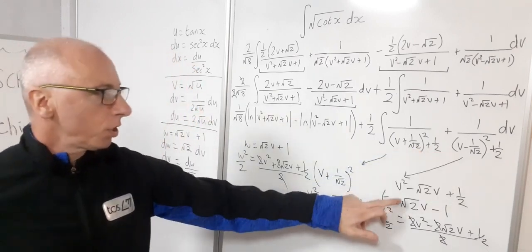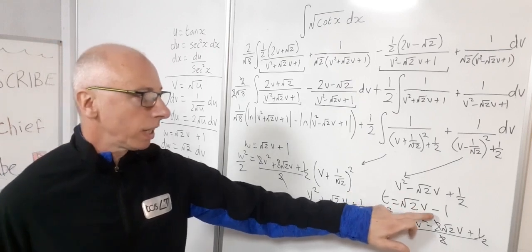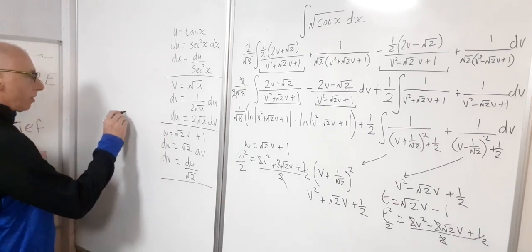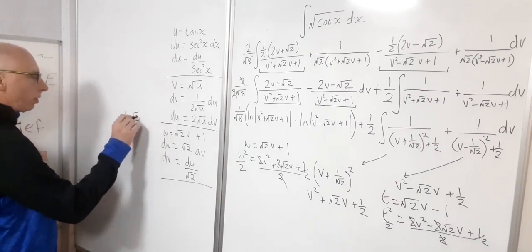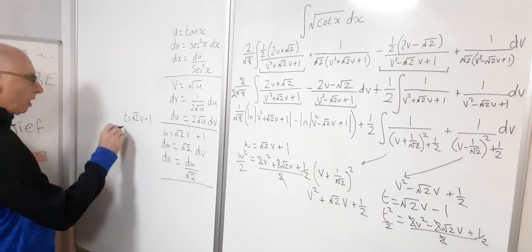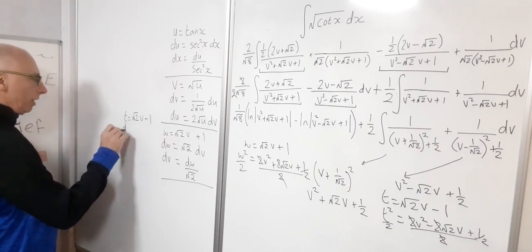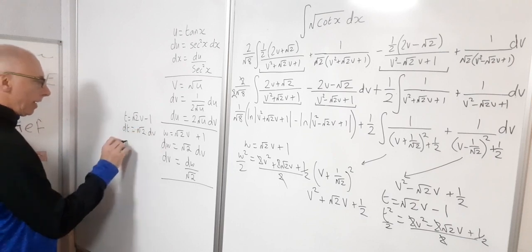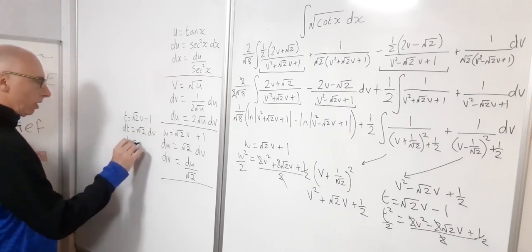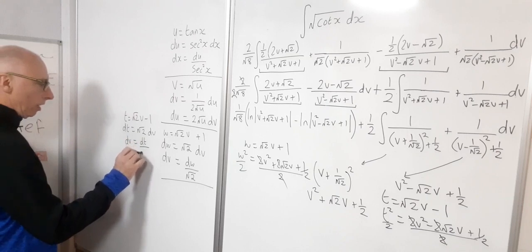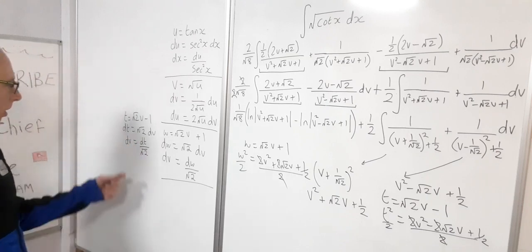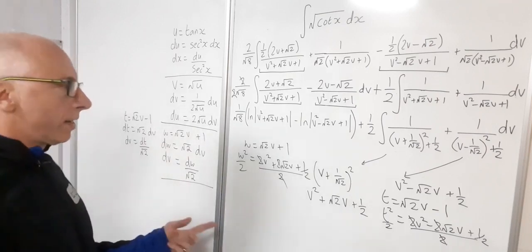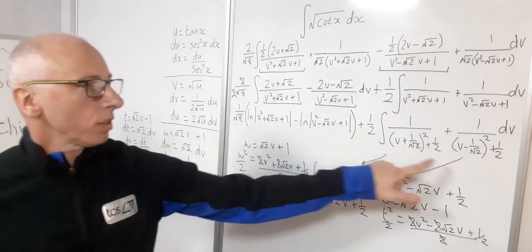So again, our substitution this time will be t equals root 2v minus 1. So let's do that one as well. So t equals root 2v minus 1. So therefore dt equals square root of 2 dv, and then dv equals dt over square root of 2. So that's going to be our substitutions for these. So let's take these off the board and let's just continue down here.